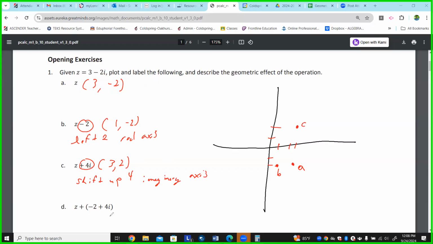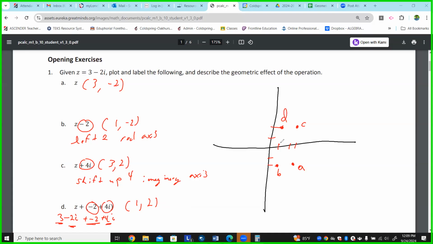Now this right here, this is adding another complex number to it. So it will affect the what and the what? The real and the imaginary. So what is 3 plus negative 2? 1. And then what's negative 2 plus 4? 2. So I get 1 comma 2 now. So this right here, technically the math is 3 minus 2i, because that's what my z is, plus negative 2 plus 4i. So when I combine like terms, 3 plus negative 2 gives me a positive 1, and then a negative 2i plus a 4i gives me a positive 2i.